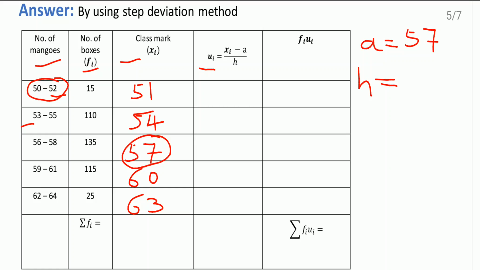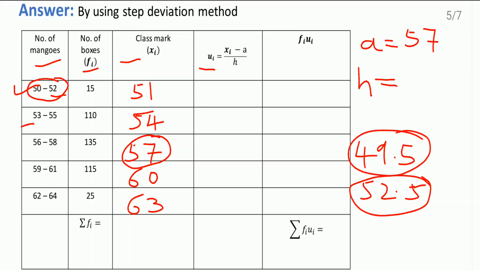I'm telling you now. If I reduce 0.5 from the lower limit of the first class, it will become 49.5, and the upper limit will become 52.5. Right? This is the upper limit, this is the lower limit. This is called the true upper limit, this is called the true lower limit. Now if I find out the difference between these two, I get 3. So the size of the class is 3. Correct? This you have to keep in mind.